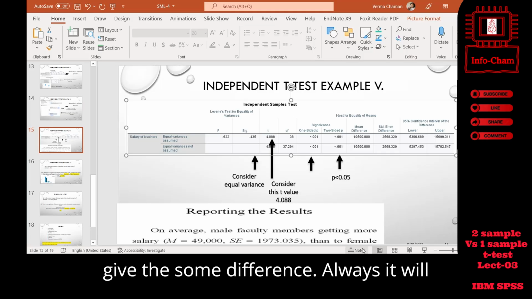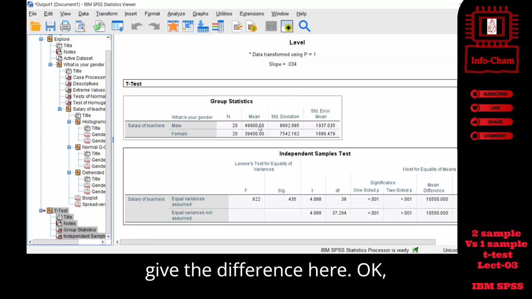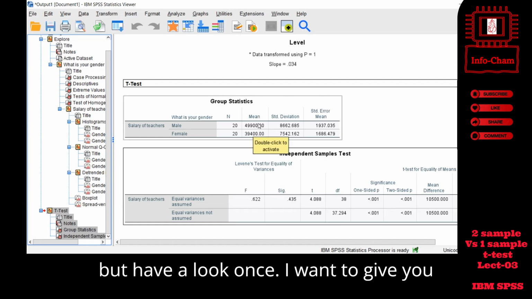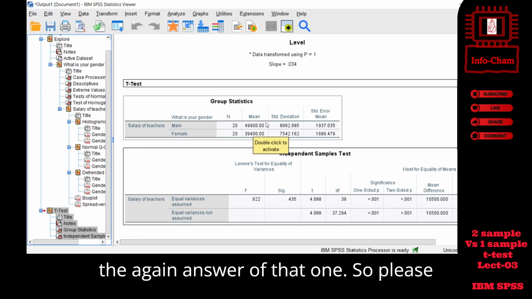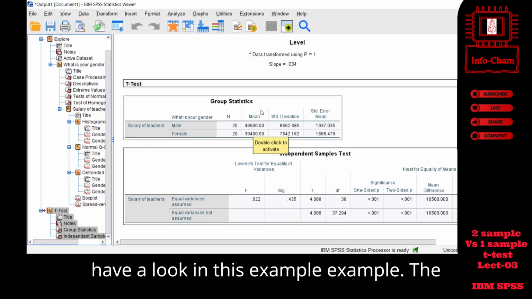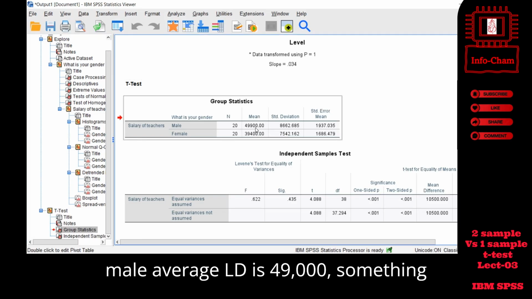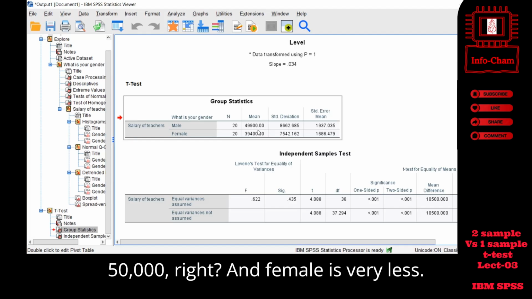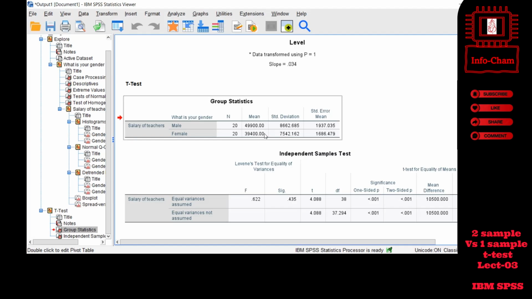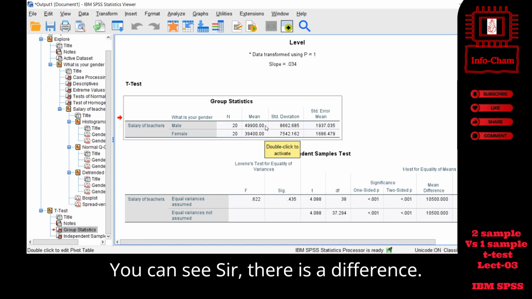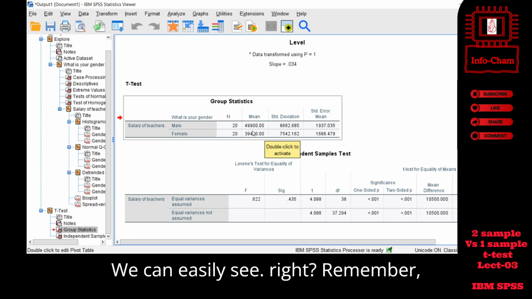It will also give some difference. Always it will give the difference here. Okay, but have a look once. I want to give the answer of that one again. So please have a look at this example. The male average salary is 49,000 something, 50,000, right? And female is very less. You can see, sir, there is a difference. We can easily see, right?